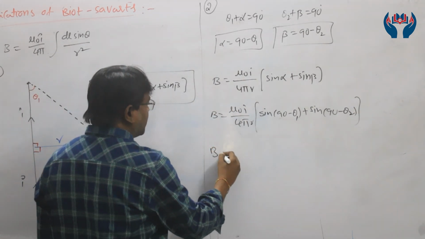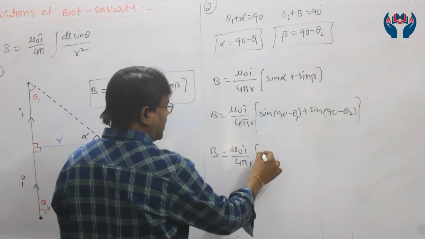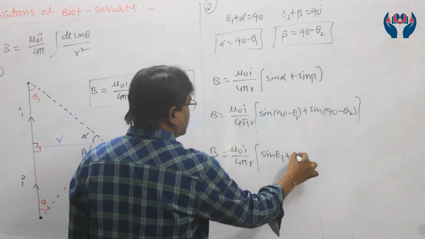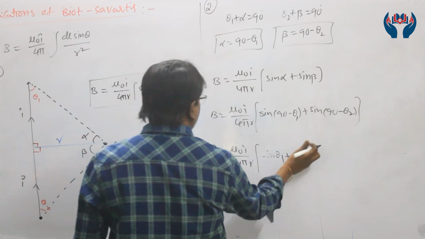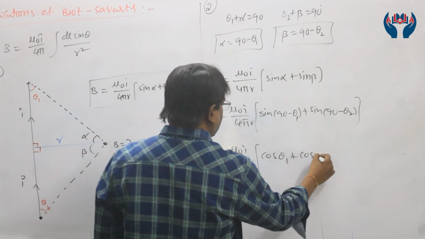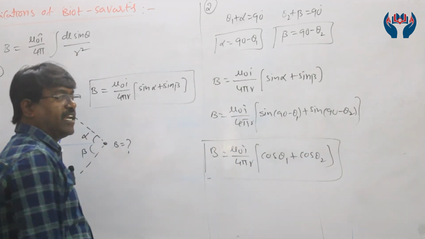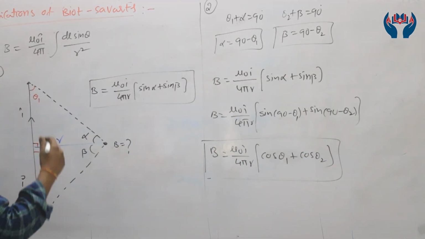Now what is the magnetic field? Mu naught I by 4 pi r, sin of 90 minus theta 1 becomes cos theta 1, plus sin of 90 minus theta 2 becomes cos theta 2. So B equals mu naught I by 4 pi r into cos theta 1 plus cos theta 2. This is the magnetic field formula due to the current carrying conductor.